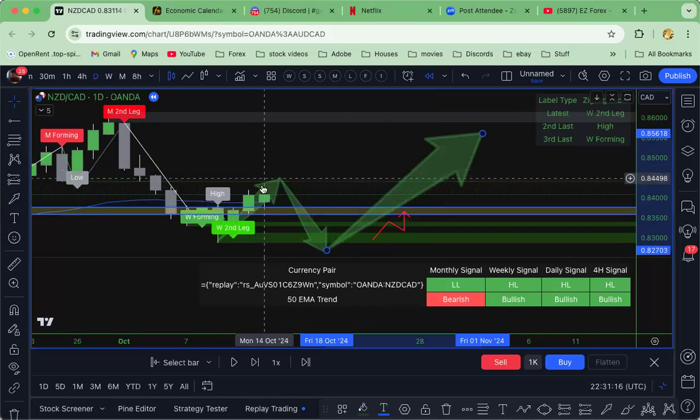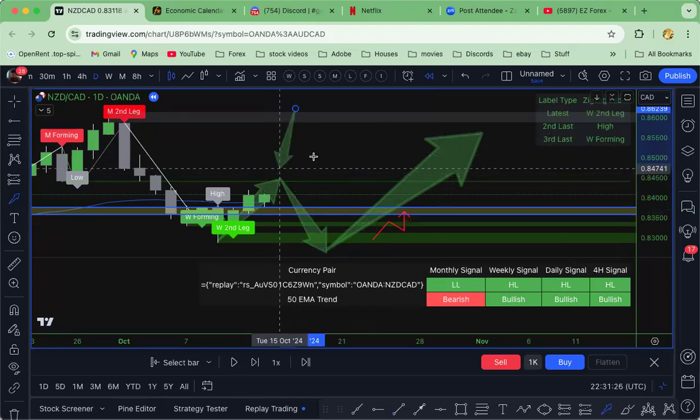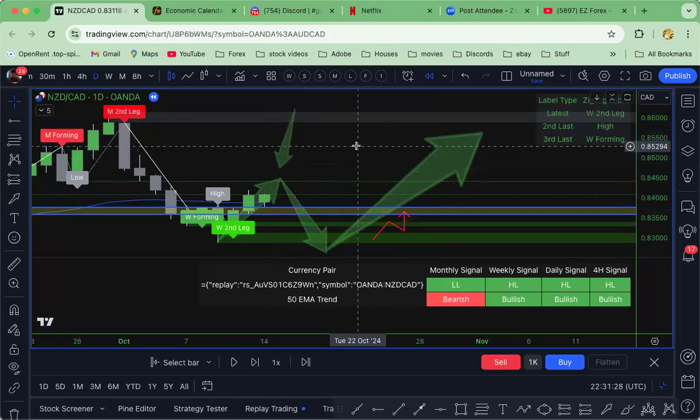And then as soon as it touched that New York session, do you understand? It just went all the way down straight away. Because why, guys and girls? We were in the middle part of a weekly W. Can you see how important the pattern is?